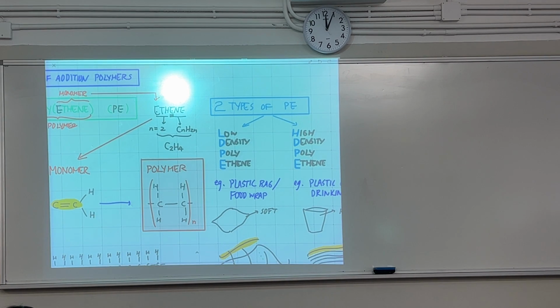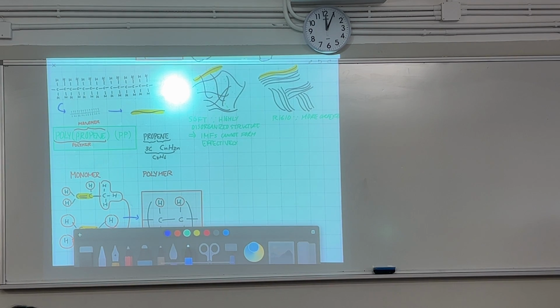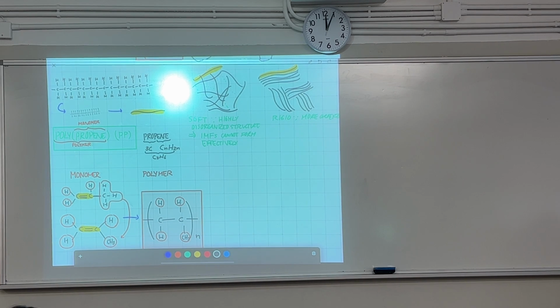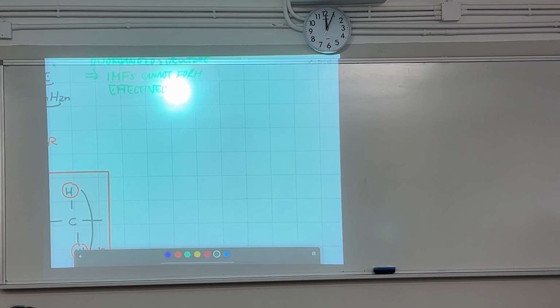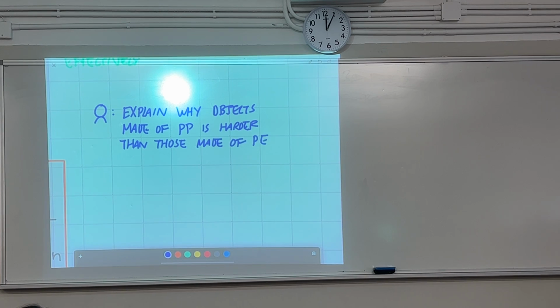Unlike polyethylene, which we have two different types of, polypropene we have just one type, but polypropene itself is harder than polyethylene. Does anyone know why? Let me put down the question here first. In terms of the structure, yes, it has something to do with structure. Can you elaborate a bit more? Put down the question first. Explain why objects made of polypropene are harder than those made of polyethylene.